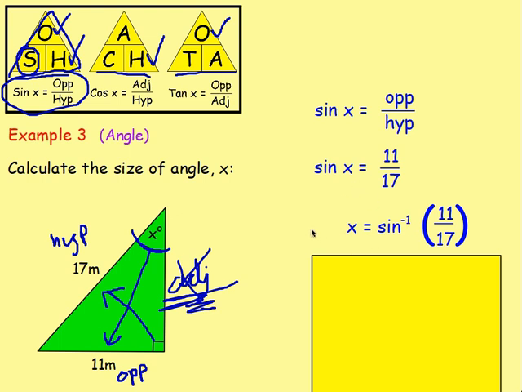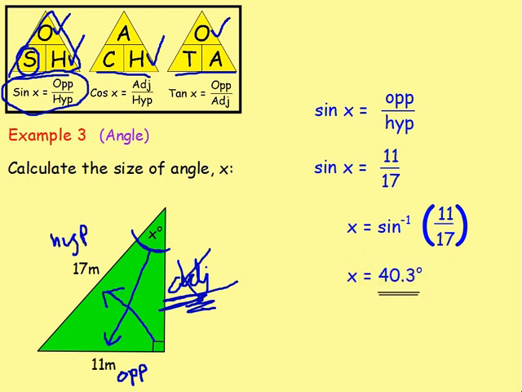Make sure when you're writing it, you don't write sine x, just change it to x. When you're changing it to x, you're taking sine to the minus 1 of the other side. So sine to the minus 1 of the 11 divided by 17. Key that into the calculator, and you end up getting 40.3 degrees. As usual, just round your answer to either 1 or 2 decimal places, unless you're asked for something else.